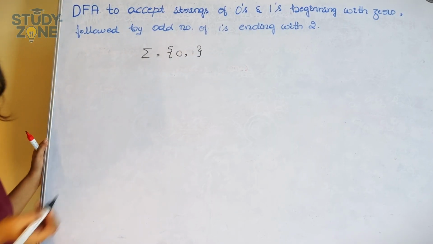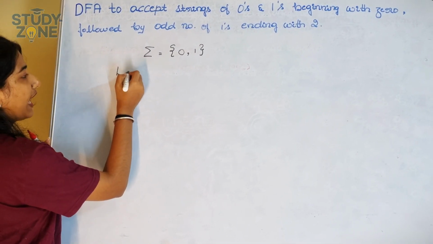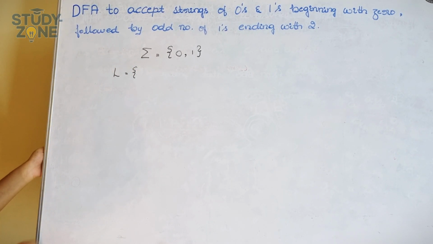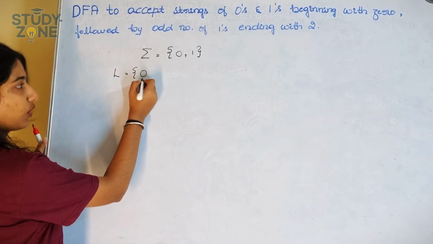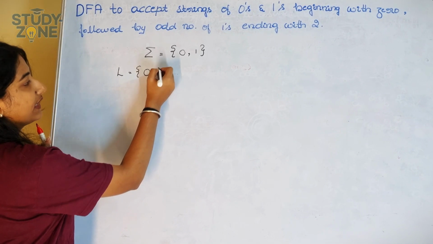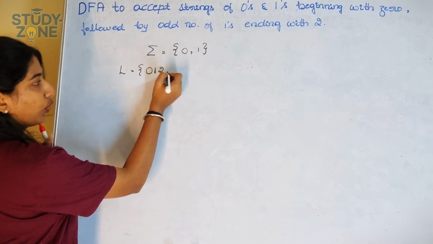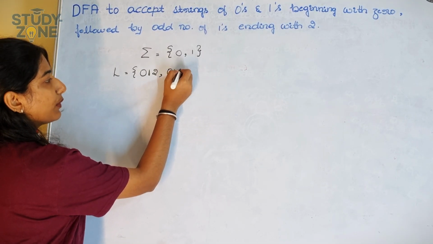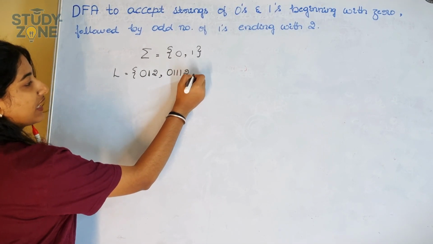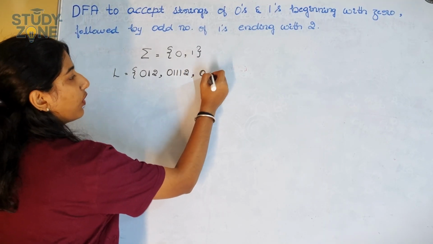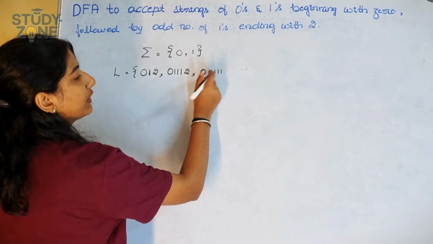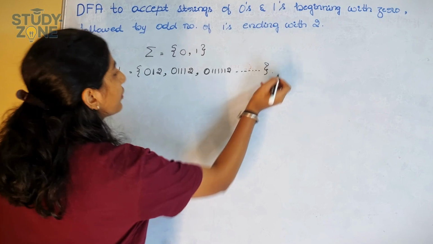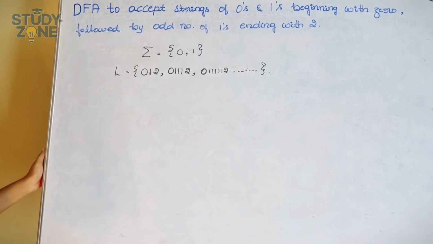And then what are all the languages we can write? We have already seen the rules, so according to the rules we have to write the languages. It should begin with 0 and it can have odd number of 1 and it should end with 2 only. This is one case. And beginning with 0, same thing, odd number of 1 and ending with 2. This one continues. So this is how we represent languages.